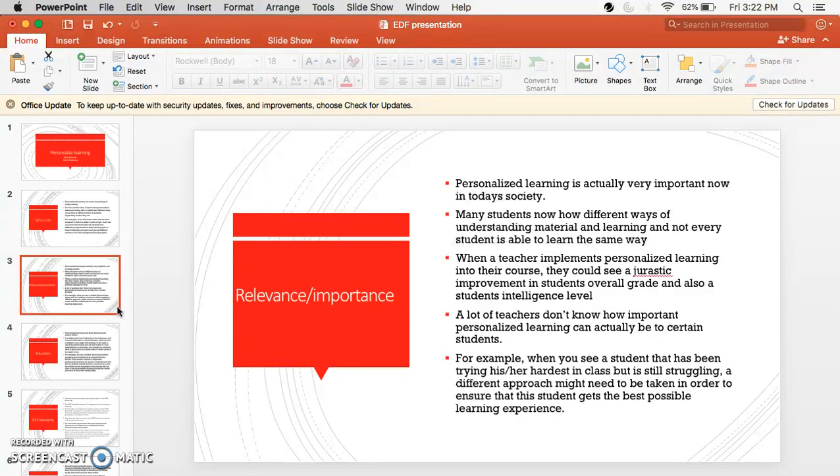But back to the PowerPoint. When a teacher implements personalized learning into their course, they could see a drastic improvement in students' overall grade and also a student's intelligence level. A lot of teachers don't know how important personalized learning can actually be to certain students. For example, when you see a student that has been trying his or her hardest in class but is still struggling, a different approach might need to be taken in order to ensure that this student gets the best possible learning experience.